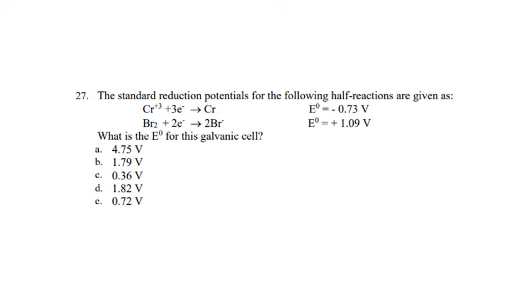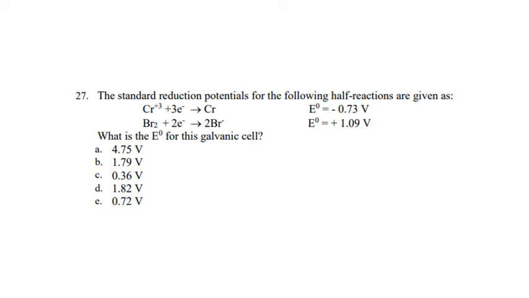Okay. For this question, the standard reduction potentials for the following half cell reactions are given. So what we have to do is find the E zero for this galvanic cell. So E0 only they are asking. So we have to decide which one is oxidation and which one is reduction.